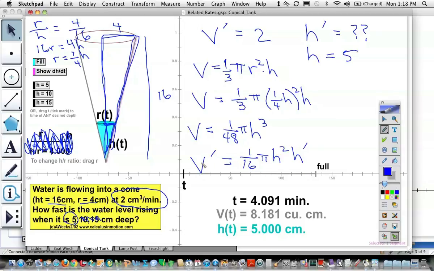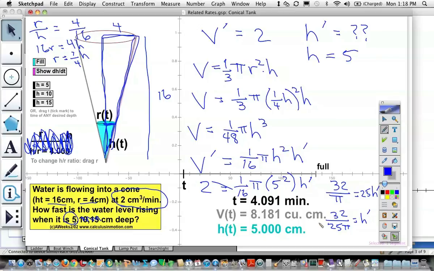Okay, now we've got all the stuff we need to plug in. We can put a 2 here. For h, we can put our 5. And then h prime is what we're trying to find. Now, you can just type that right into your calculator and tell it to solve if you want. Or you can do some of it by hand. You can multiply the 16 over there and get 32. You can divide by the pi. And that would be 25 h prime. And you can divide by the 25, so you get 32 over 25 pi.